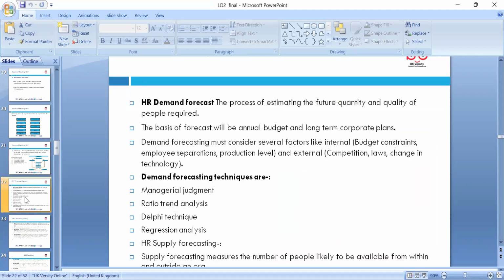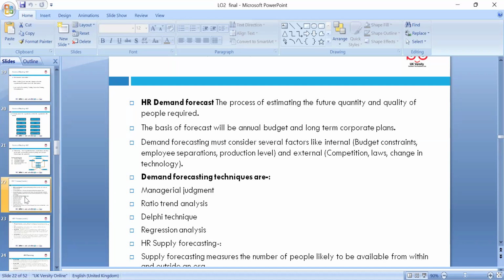Immigration policies are the coding, like in Canada, here in the UK, and all over the world, based on the demand of workforce. So for HR demand forecast, we can look around the process of estimating the future quantity and quality of people management. We can look around the basis of the forecast, annual budget and long-term corporate plan, and the demand forecasting. We can look around the internal budget constraint, implied separation, production level, and external factors.